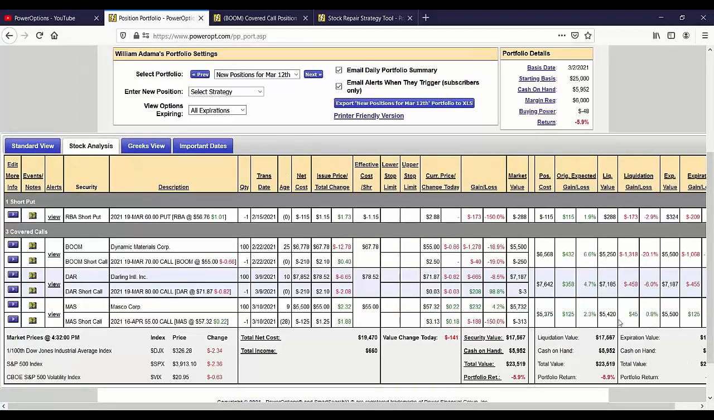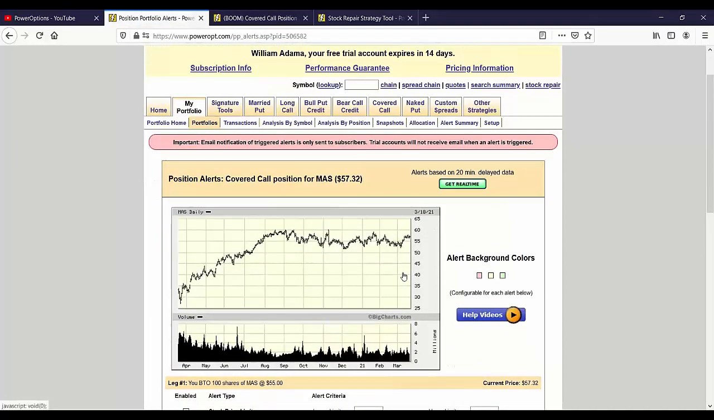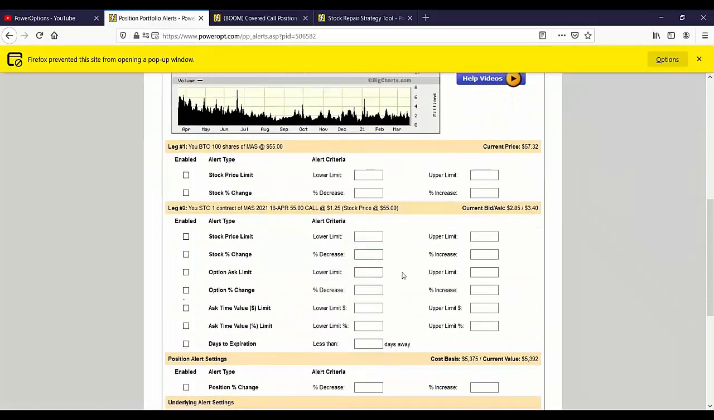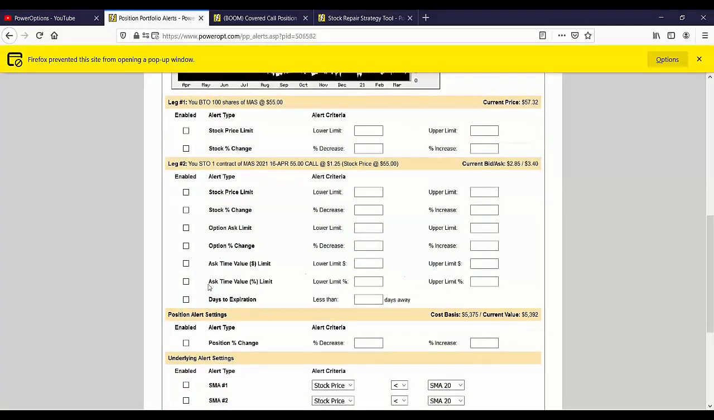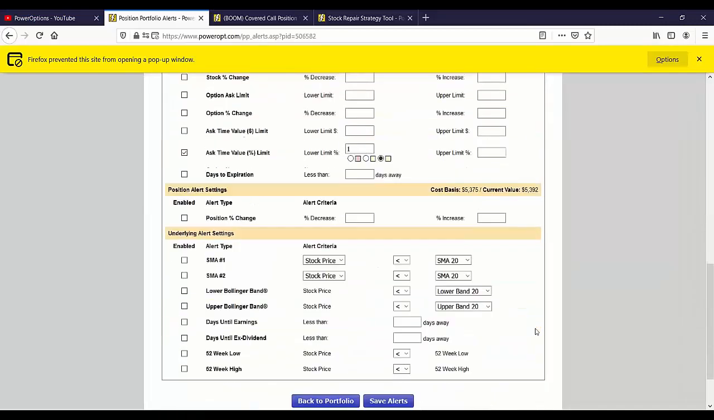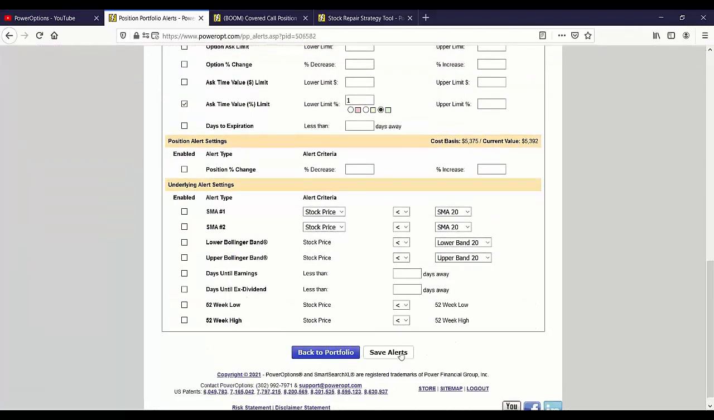But this is what I'm looking for. I'd want this to be 1% in my favor. What's an easy way to look at it? As we talked about before, number one, go into the alerts page when you're tracking the covered call positions in the portfolio. And I'm going to put the ask percent time value limit of less than 1%. And I'm going to mark that as green in my favor. So that's the alert I'm going to set. If the time value is less than 1% on the position, then I can set other alerts as well in that case. Let's go ahead and save that.